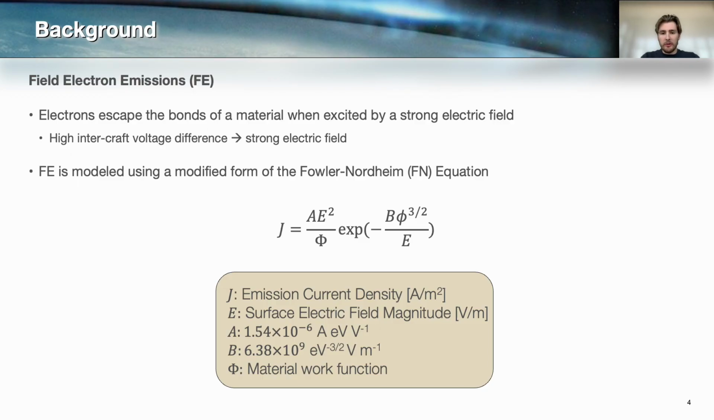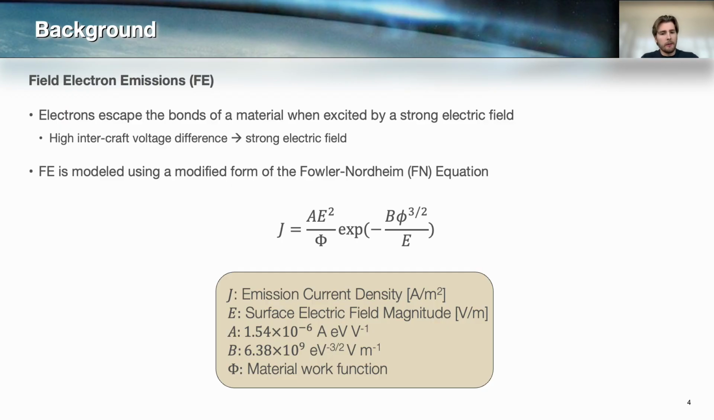And this is modeled using a modified form of the Fowler-Nordheim equation, which is shown at the bottom of the slide. And if we look at this equation, we can see that the field emission current density, which is shown as J, is almost solely dependent on the surface electric field magnitude, which is also directly affected by the electric potential between the target spacecraft and servicer spacecraft.